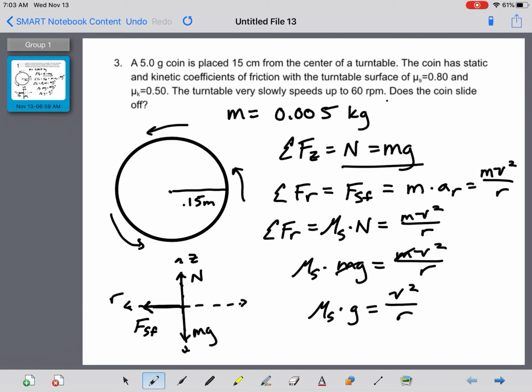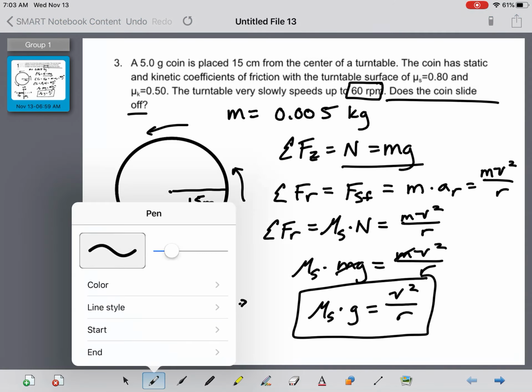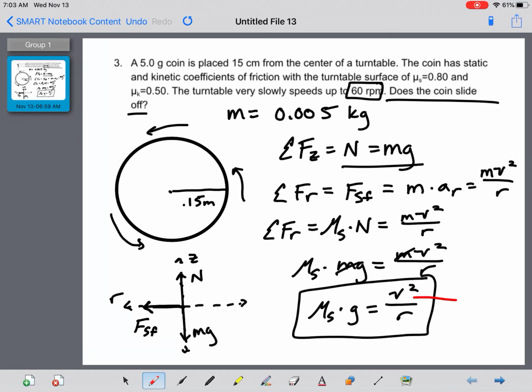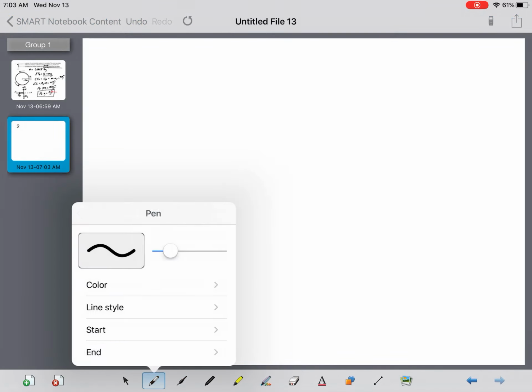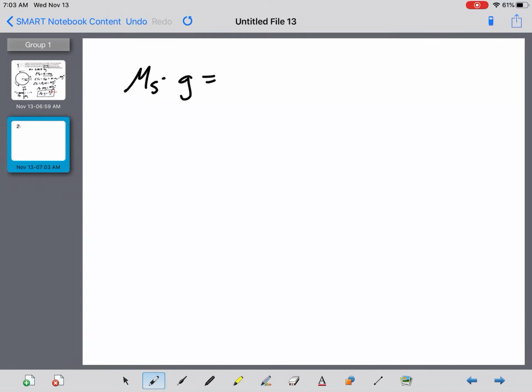The question is, does the coin slide off when it is rotating at 60 RPMs? Looking at the expression that I have right here, the thing we're going to pay attention to is this tangential speed, v, because we need to know the maximum rate this turntable can go for the coin to not slide off. So we're going to rearrange it and solve for v. We have mu s times g is equal to v squared over r, which means the square root of r times mu s times g is equal to v.